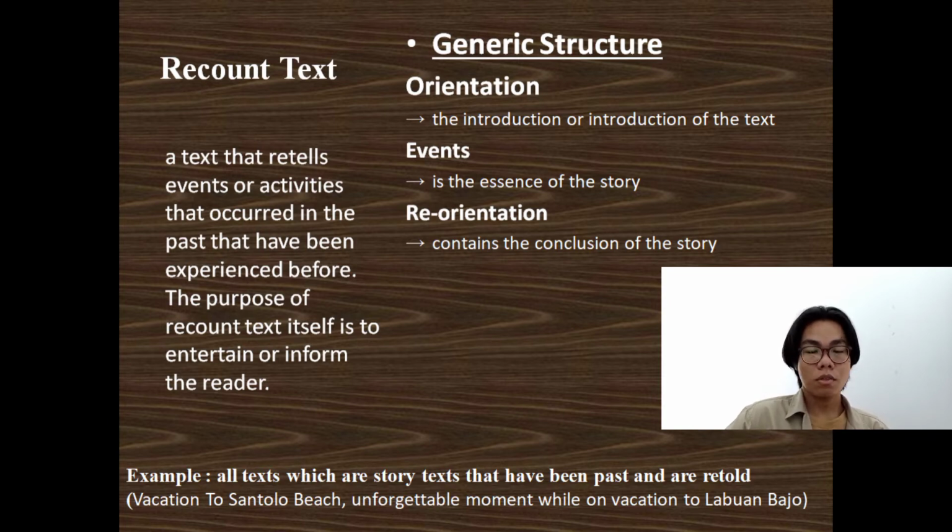Recount texts have a general structure. First is orientation. So orientation is the introduction of the text. And then events. So events is the essence of the story. And reorientation. So reorientation contains the conclusion of the story. Example for recount text is all texts which are story texts that have been passed and are retold, such as Vacation to Santolo, Unforgettable Moment while on Vacation to Labuan Bajo.